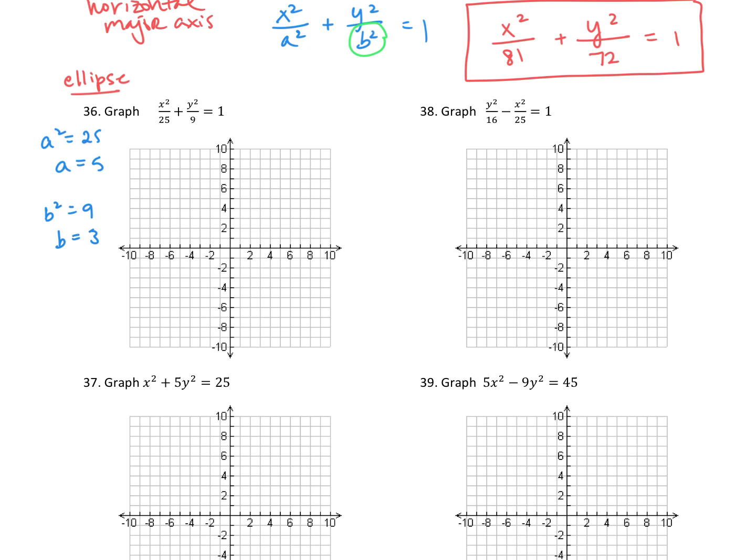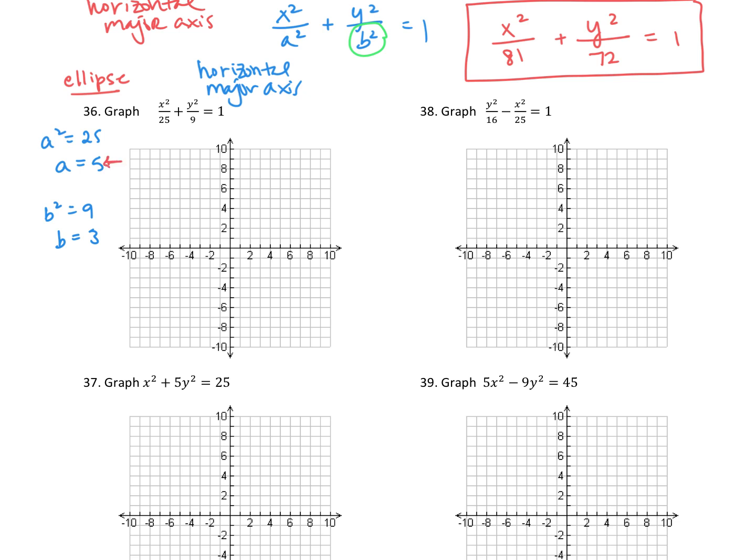And then we just have to figure out if this ellipse has a horizontal or a vertical major axis. Well, we can see that our a squared, 25, is below the x squared, which is a horizontal axis. So this ellipse has a horizontal major axis. So we are going to plot our vertices on the x-axis and our co-vertices on the y-axis. Your vertices are your a value.